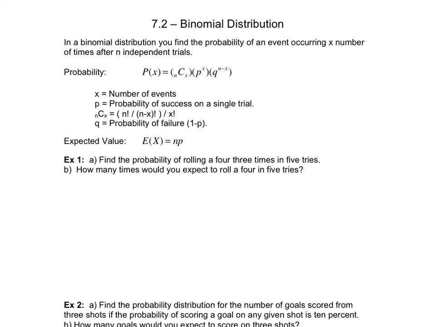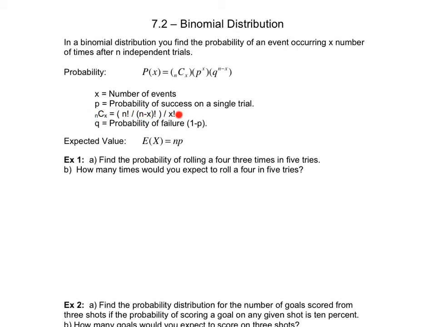Now let's do this. In a binomial distribution, you find the probability of an event occurring x number of times after n independent trials. So here's our equation that we're going to use. X is going to signify the number of events. P is going to be your probability of success on a single trial. I'm just going to skip to Q over here. So Q is your probability of failure. Since success plus failure is going to be 100%, your failure rate is going to be 1 minus P. So 1 minus your success.